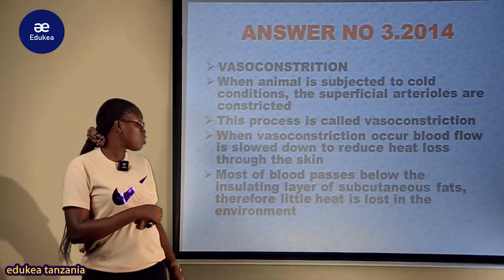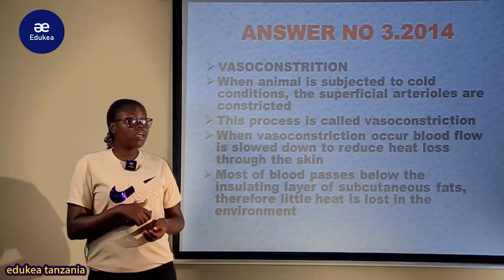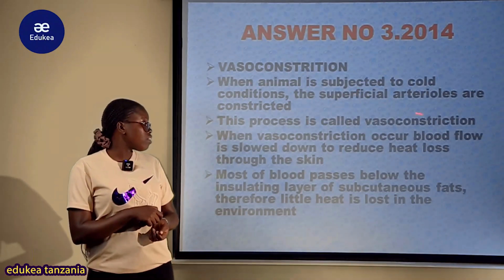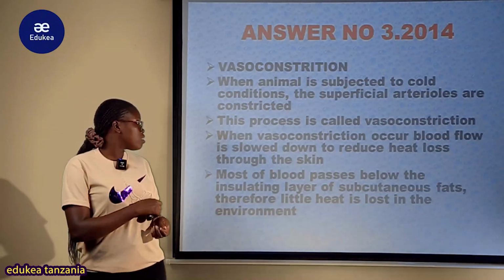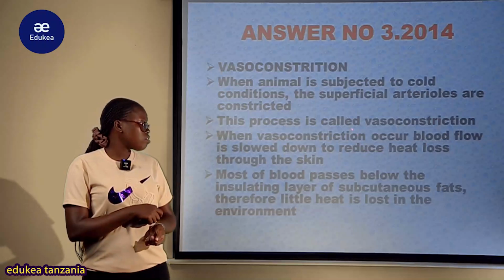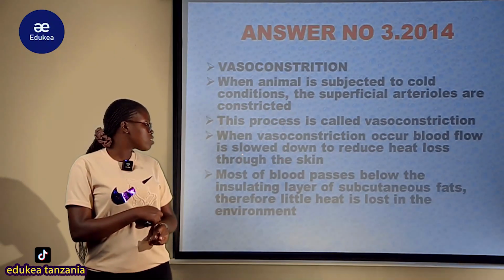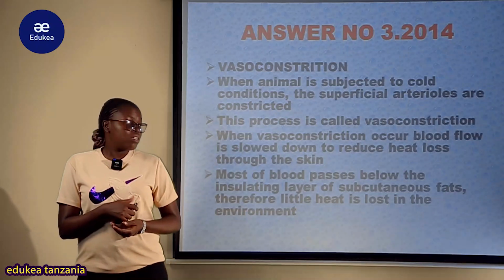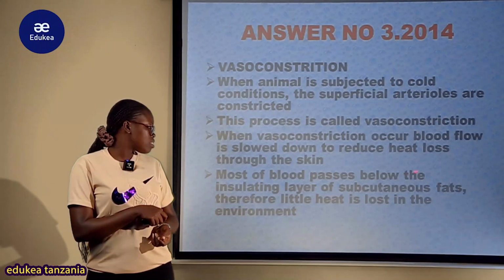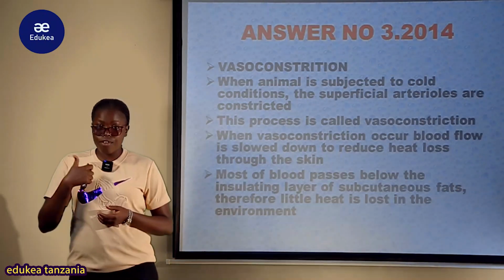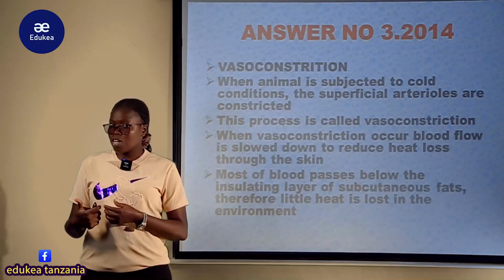So vasoconstriction nasema kwamba when the animal or the human being is subjected to cold condition, the superficial arteries are constricted, and this process is called vasoconstriction. So when vasoconstriction occurs, blood flow is slowed down to reduce heat loss through the skin. So most of the blood passes below the insulating layer of the subcutaneous fat, and therefore little heat is lost into the environment. Na hapa ndio swali letu limetoka la kipengele B.